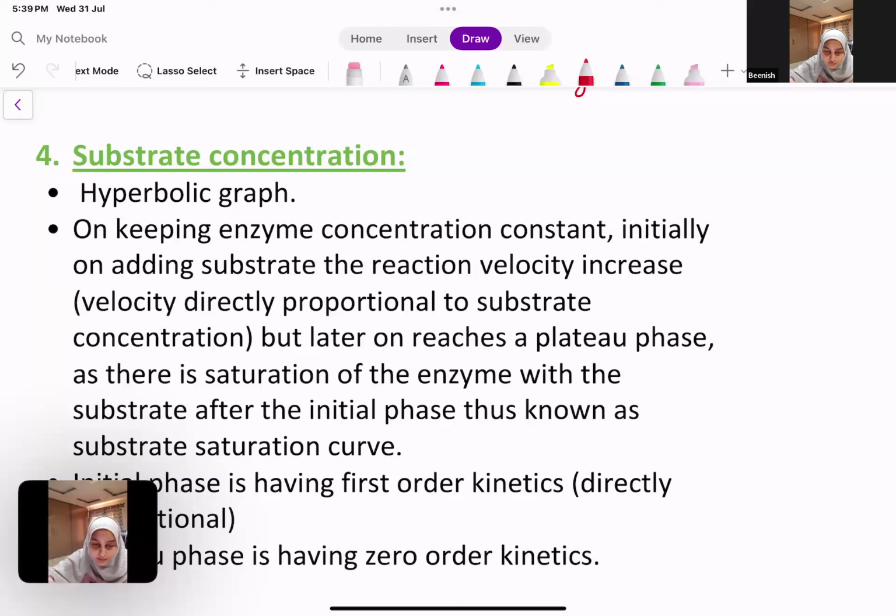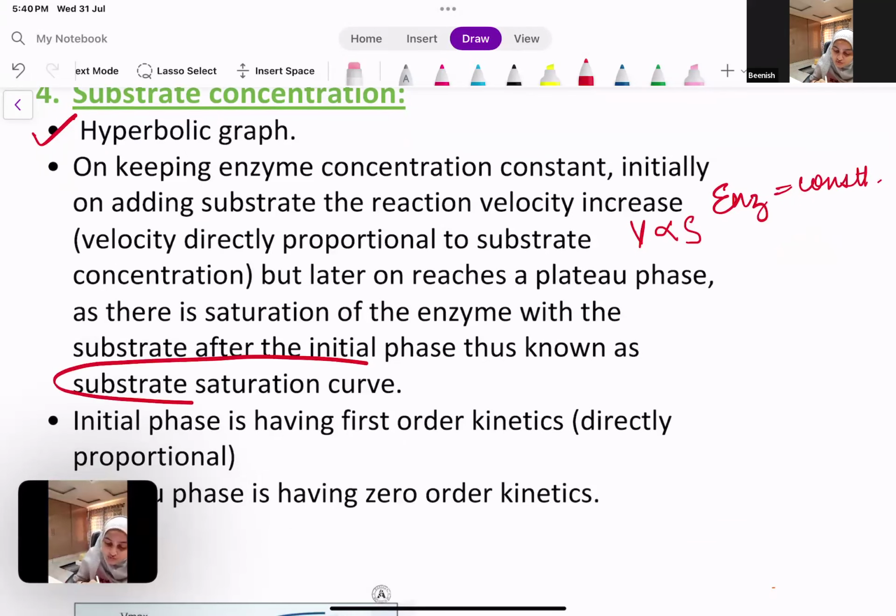Now talking about substrate concentration. It gives a hyperbolic graph on keeping the enzyme concentration constant. Initially, on adding the substrate, the reaction velocity increases. That is, your velocity is directly proportional to substrate concentration. So your reaction velocity increases on increasing the substrate concentration, provided the enzyme concentration is kept constant, but later on reaches a plateau phase as there is saturation of the enzyme with the substrate after the initial phase, which is known as the substrate saturation curve.